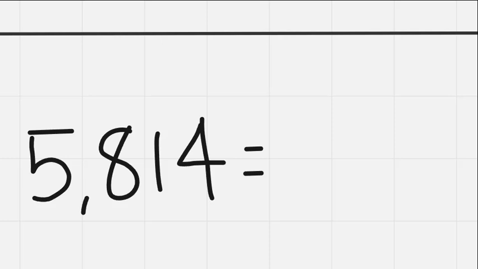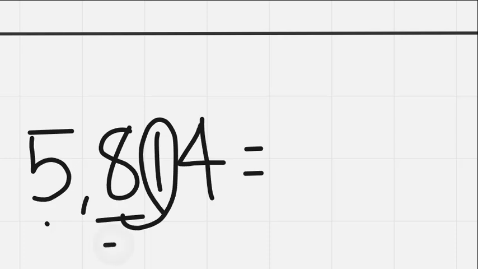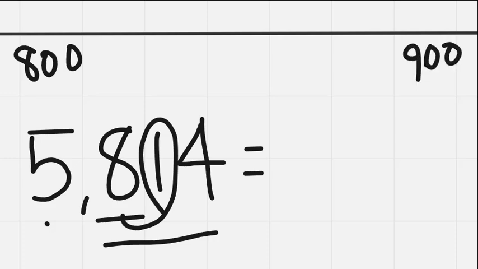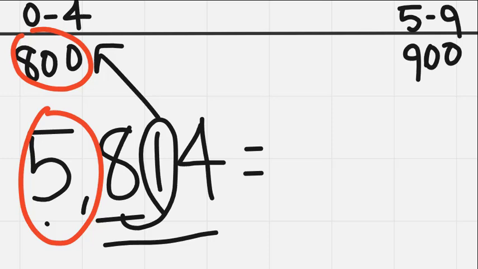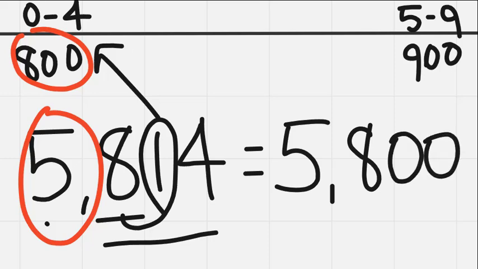Let's review it together. We'll identify 8 in the hundreds place. The 1 will tell us how to round. We will ignore the 5. 814 is between 800 and 900. 0 to 4 tells us to round down. 5 to 9 tells us to round up. The 1 will tell 814 to round down to 800. So when we write our answer, we'll have 5,800. We'll have 5,000 and then 800 because the 1 tells 814 to round down. Be sure to check your work.